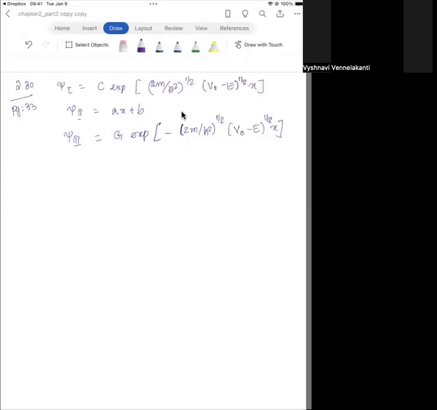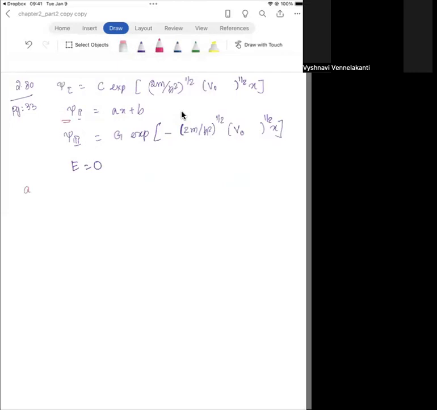Looking at the case where the energy is zero, in which case we're going to have this to be zero, so we can just ignore that. Same with this, if E is zero. And if E is zero, we know that psi 2 is going to be Ax plus B.